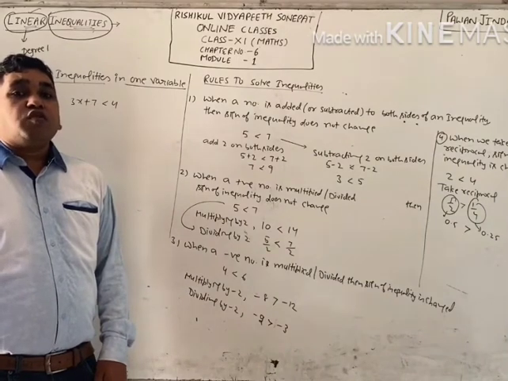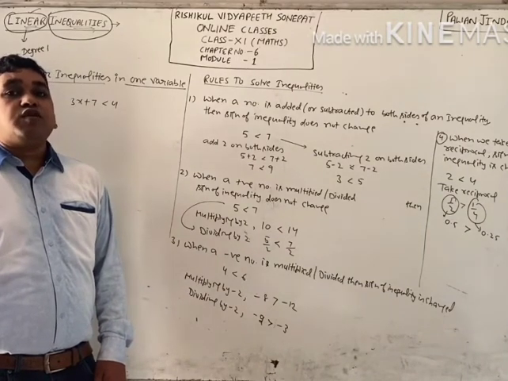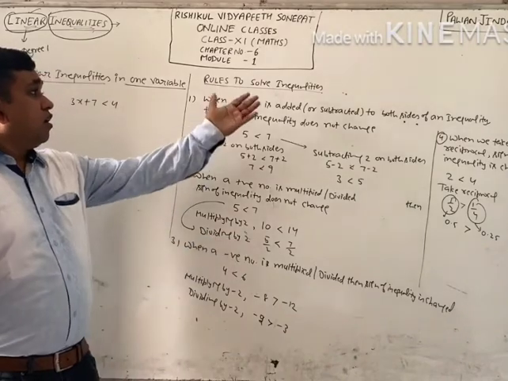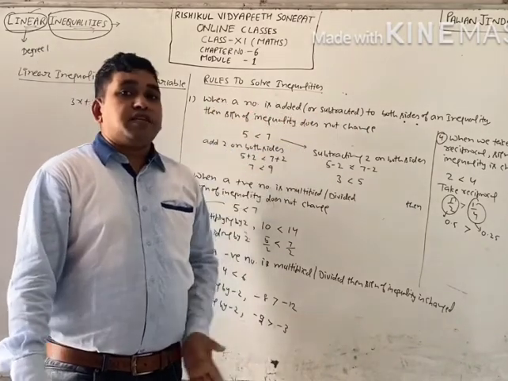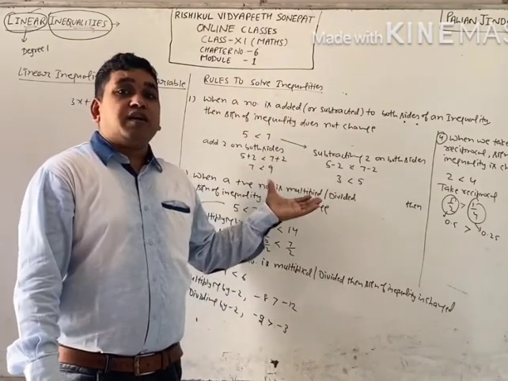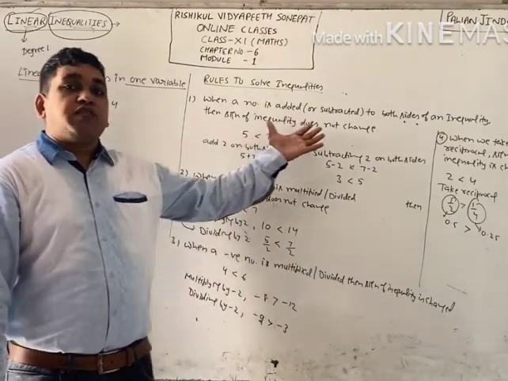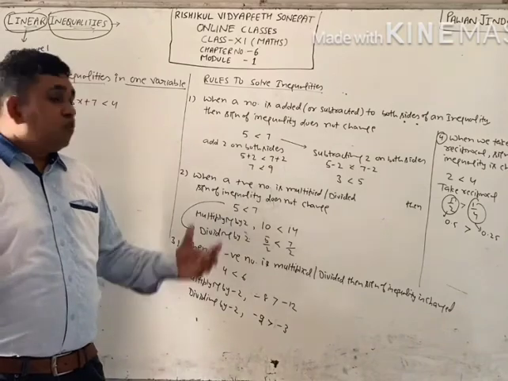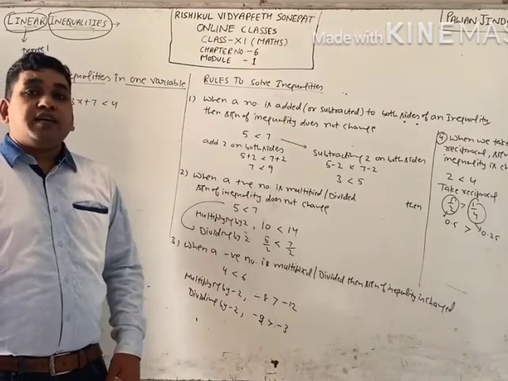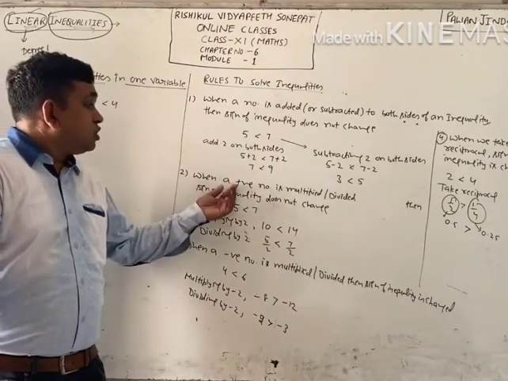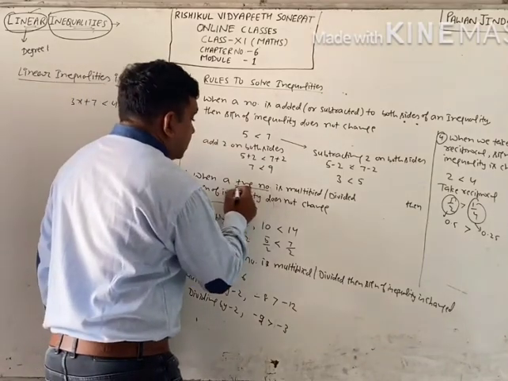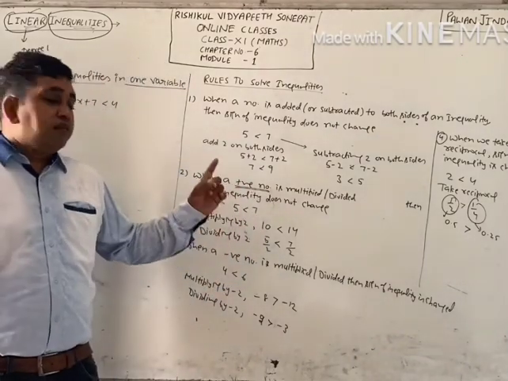These are the 4 basic rules which you have to remember. First rule is for addition and subtraction. You can add any number or subtract any number to both sides of inequality. Sign will remain same. You can multiply or divide by a positive number. Number should be positive. Then the sign of inequality will remain same.